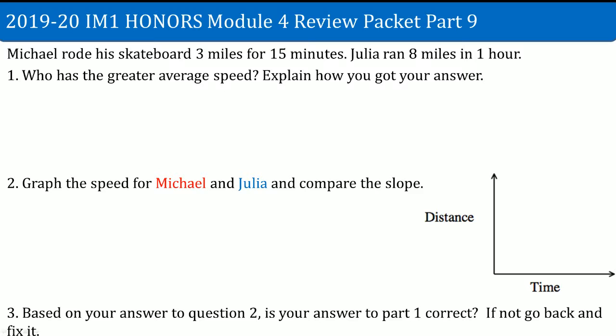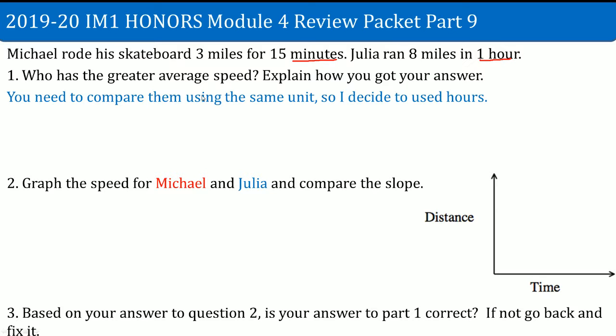All right, here you have: Michael rode his skateboard for 3 miles in 15 minutes, and Julian ran for 8 miles in 1 hour. Who has the greatest average speed? Please notice when you are trying to compare things, they have to be in the same units. In this case, this is problematic because this is in minutes, but this is in hours. So I decided to use hours.